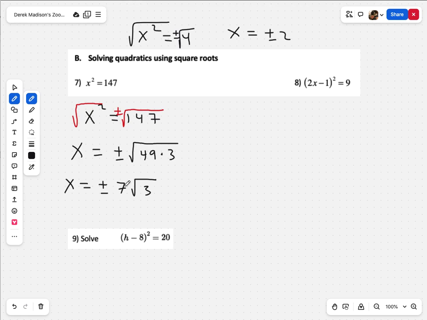And notice this is not 7 plus or minus root 3. This is all just 7 root 3 and root 147. Those are the same number. We're just writing them in a different form, so we're not adding or subtracting in there. We're just simplifying out that 49. For this one, let me write it out.